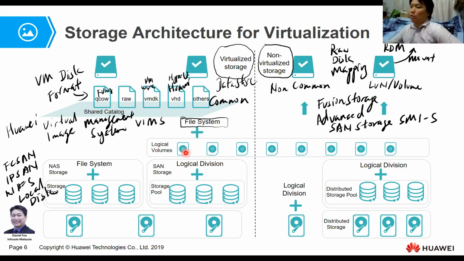The LUN will be mounted to the CNA node and they will format the file system there. Or you can also create a NAS share file system that can provide an NFS share to the CNA node. When the CNA node has the NFS share and the LUN to be used, it can format and utilize it with the VIMS file system. When you create a virtual machine disk in Huawei, they will be using the .vhd format. Non-virtualized storage refers to Fusion Storage and advanced storage that use the RDM concept.